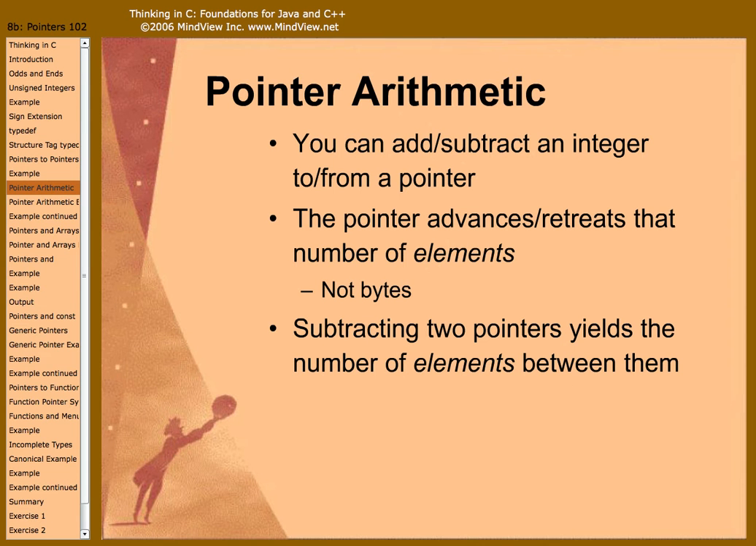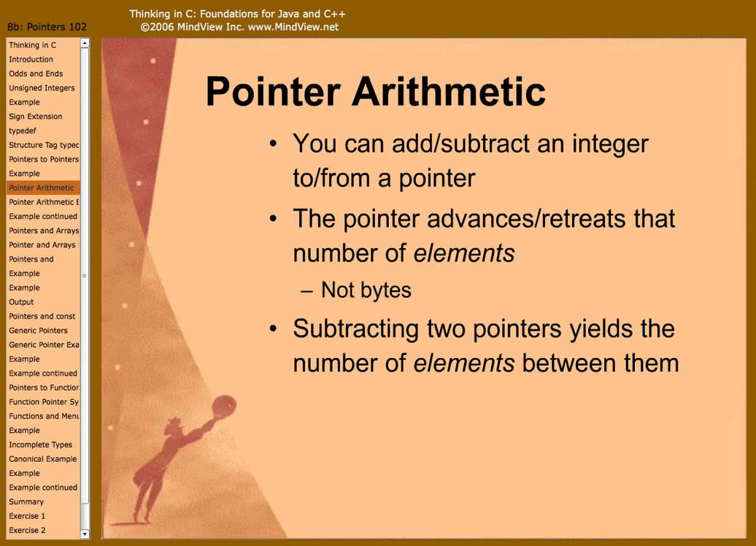You can add or subtract an integer to or from a pointer in C. You may wonder why you would do such a thing, but if you're familiar with assembly language, this is not really unusual. It's just an offset from an address. So when you add a number to a pointer, it advances that address in memory, but it doesn't do it by a number of bytes, it does it by a number of elements.